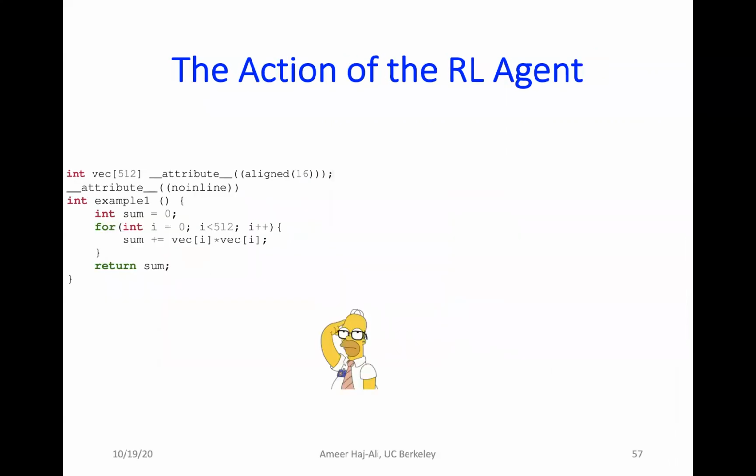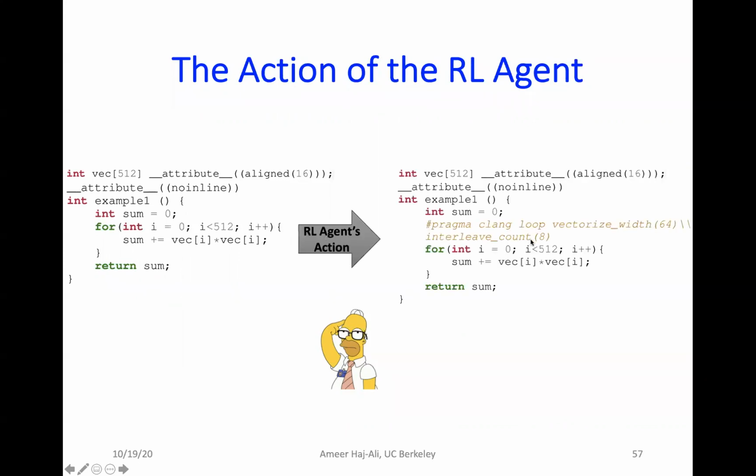So what the action of the agent is in reality is very, very simple. We look at this code, for example, and you can see here we're doing a dot product. So after detecting this loop, our RL agent will just enter a pragma that tells the compiler how to vectorize this loop, basically which vector width and which interleave count to use. Now keep in mind that this does not change the functionality and does not introduce any errors, because if this might introduce some error, the compiler would just ignore it.